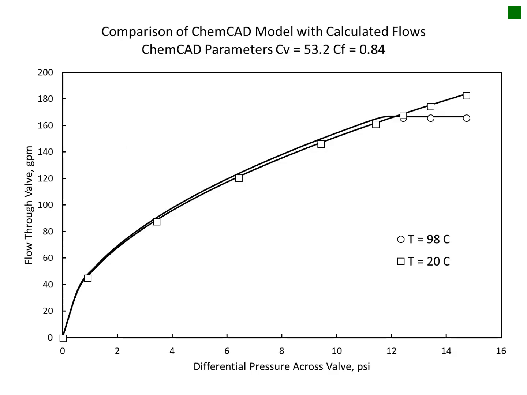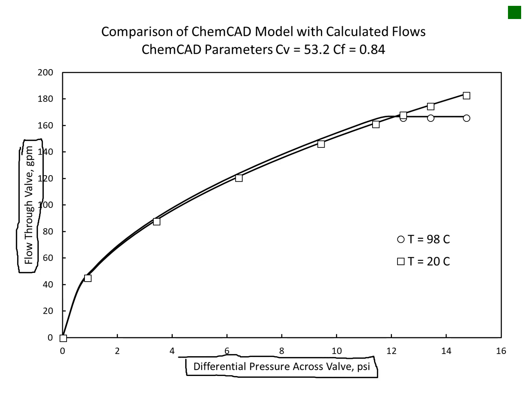And here I have a plot. I have flow through the valve in gallons per minute on my y-axis and differential pressure across the valve. That is P1 minus P2. And I have plotted on it the data points I have for T equals 98 degrees C and T equals 20 degrees C. And at low differential pressure drops, my flow rate going through the valve is the same for both temperatures until I reach the point where cavitation starts to occur.